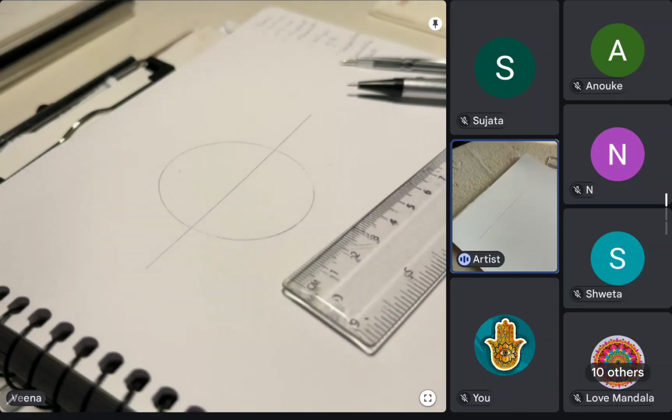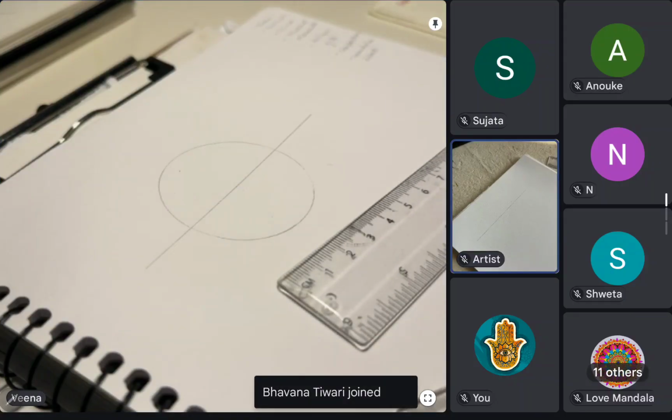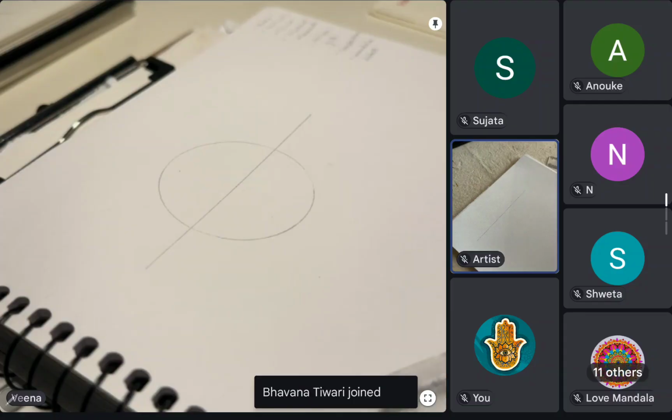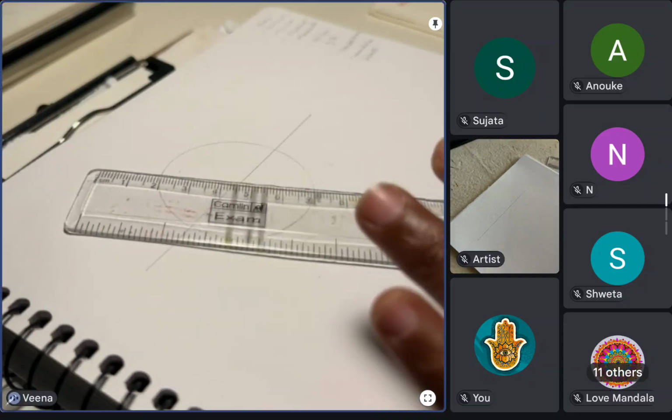Do we basically need to do this on a separate paper and not the main sheet? Yes. Okay. Sorry, I should have mentioned that, but yes, that's right.